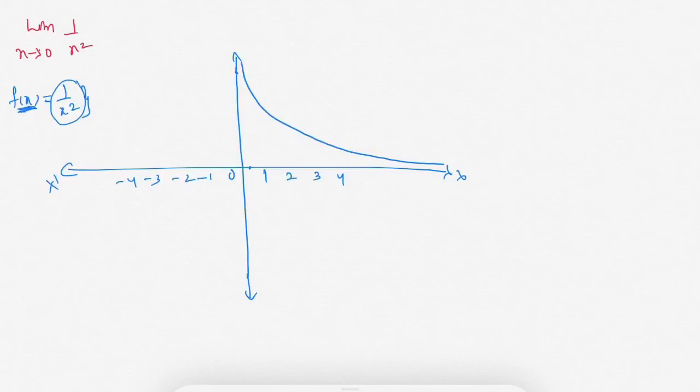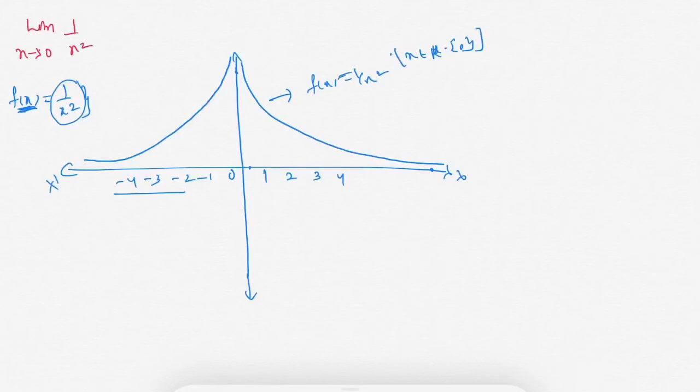For a high x value, y value will be very small. That's why in these curves both branches are positive only, because for negative x also 1 by x square will become positive. So now the graph is like this. This graph is the f of x equal to 1 by x square graph, for x belongs to R minus 0.